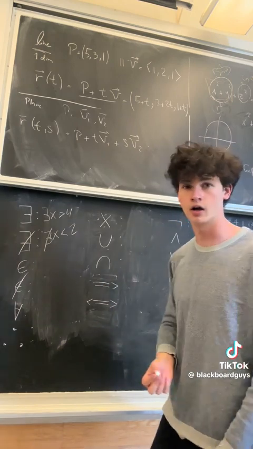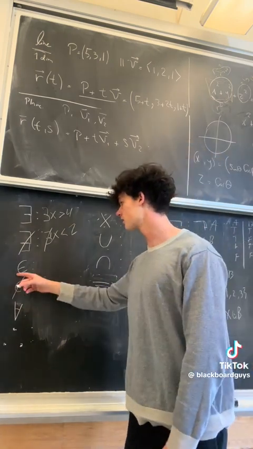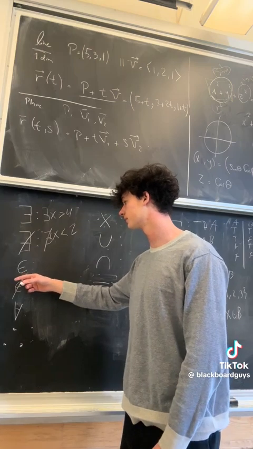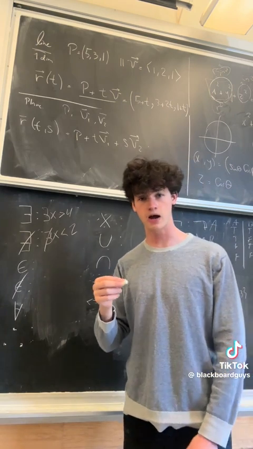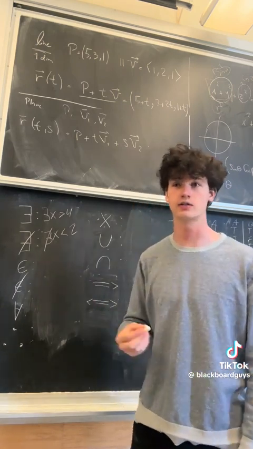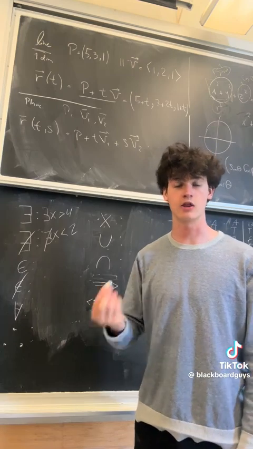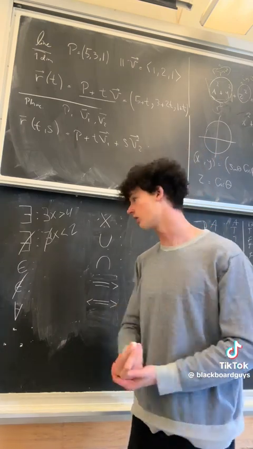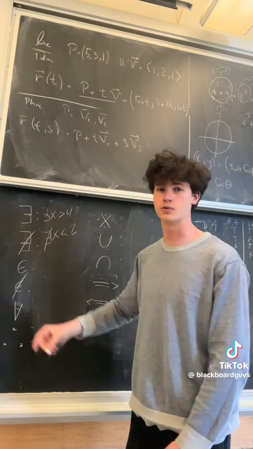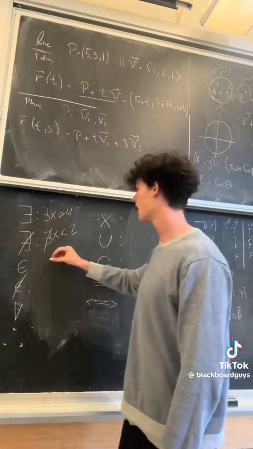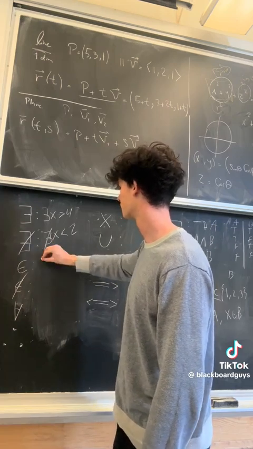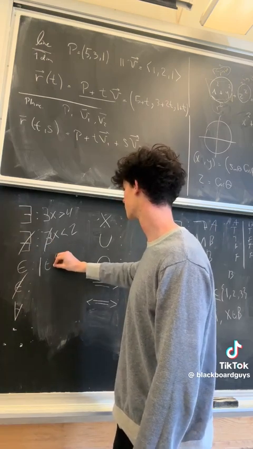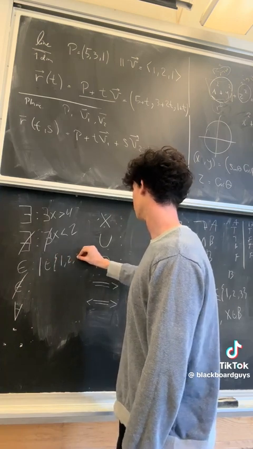That's what it means. For this next one, this little epsilon means is an element of. So if you have an object and it's an element of something else, if it's in a set, then you would use this little symbol and say it's an element of. These little brackets mean sets. We'll say 1 is an element of the set {1, 2, 3}.